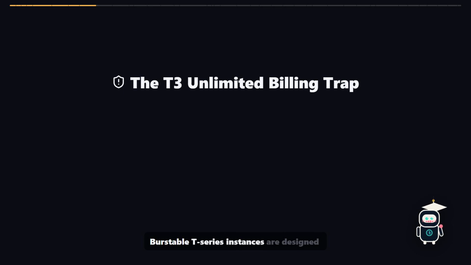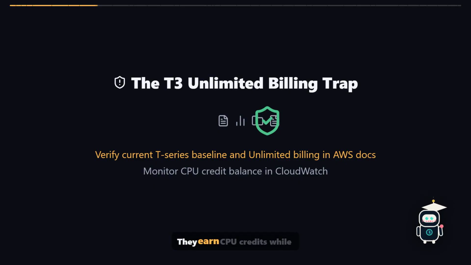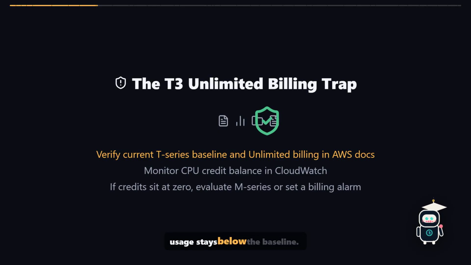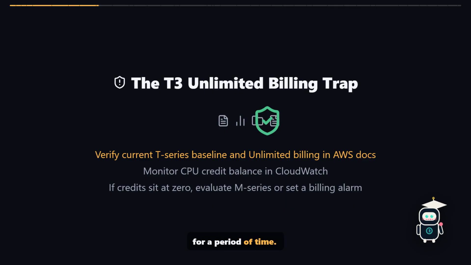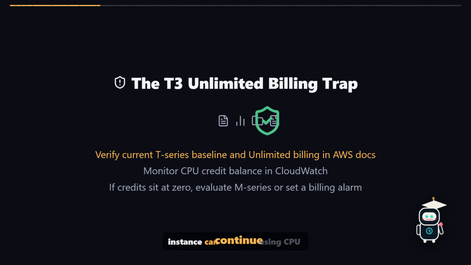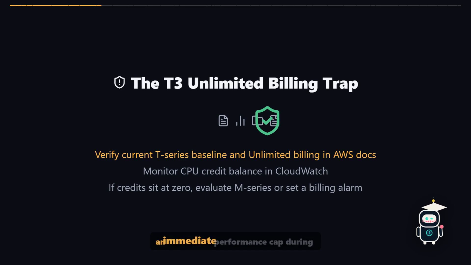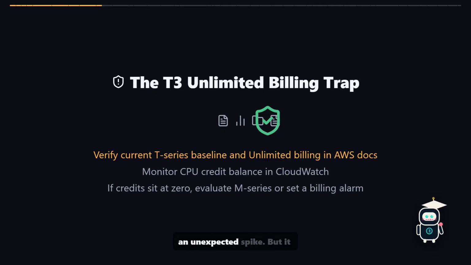Burstable T-Series instances are designed for workloads with a baseline level of CPU use and occasional periods of higher demand. They earn CPU credits while usage stays below the baseline. Those credits can be used to burst above the baseline for a period of time. T3, T3A, and T4G instances commonly use unlimited mode by default. In unlimited mode, an instance can continue using CPU beyond its earned credit balance by spending surplus credits. That can be useful. It avoids an immediate performance cap during an unexpected spike.